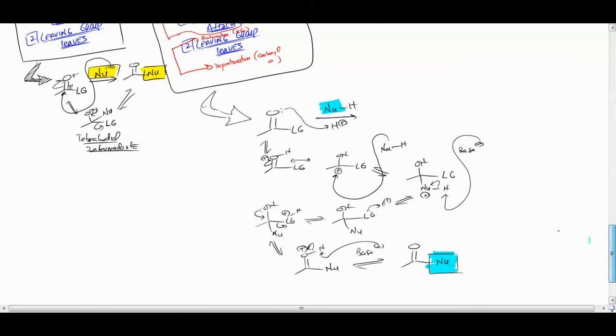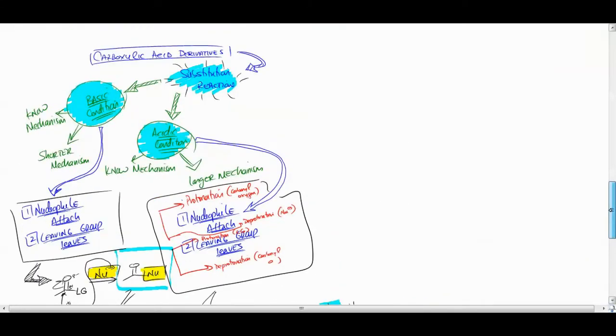Alright, so now notice that in both of these cases we're forming the same product. So this here is the same thing as this here. So most of these reactions are going to be occurring in basic or acidic condition. The basic mechanism is a lot simpler because it doesn't have all the protonation, deprotonation.